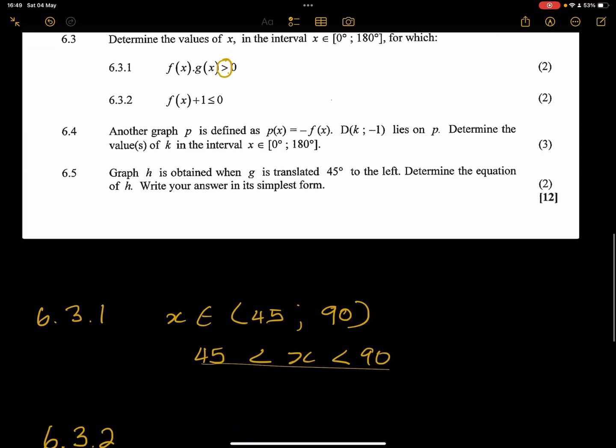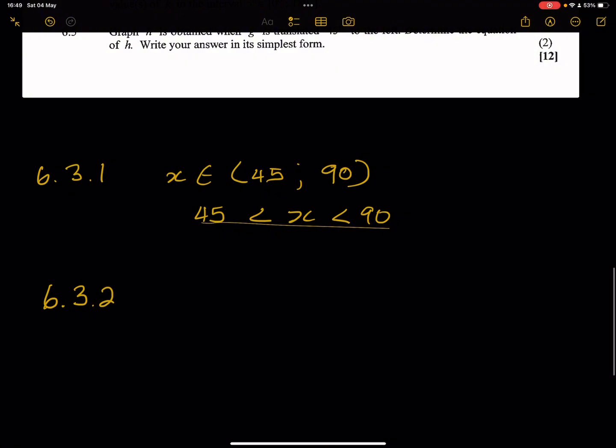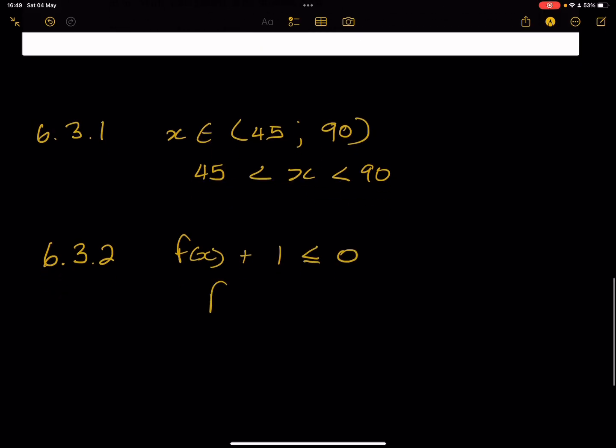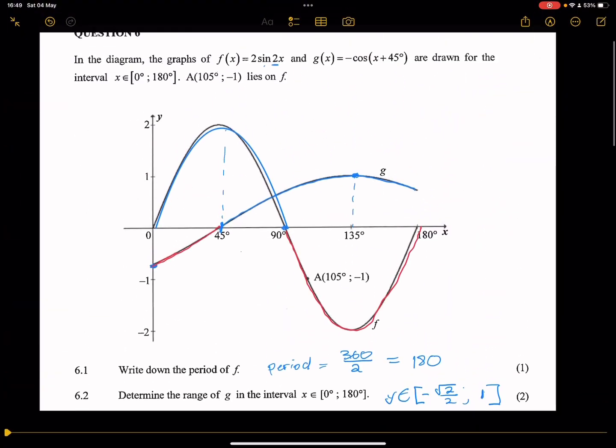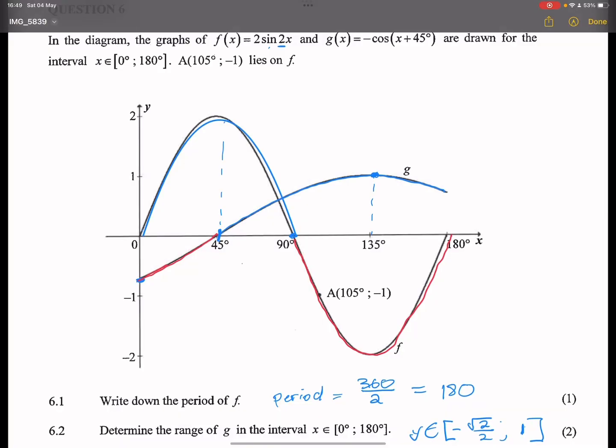Okay, they want where f of x plus 1 is less than or equal to 0. Another way to express this, we can say f of x is less than or equal to negative 1. Now, where is f of x first of all, -1? Let's go to our graph. If we look at the graph of f, they've done that for us.